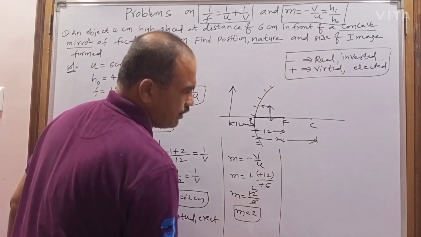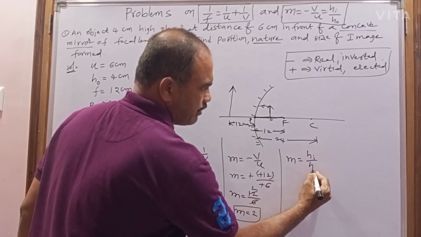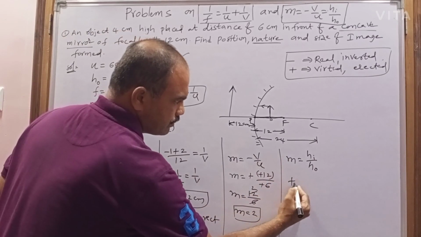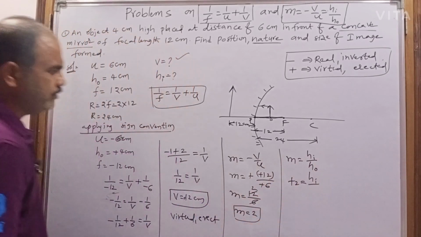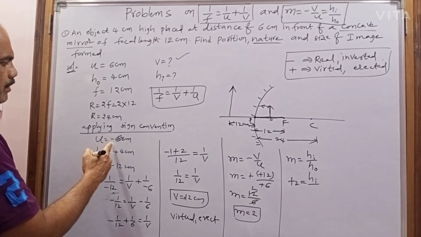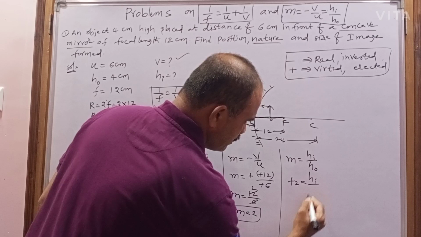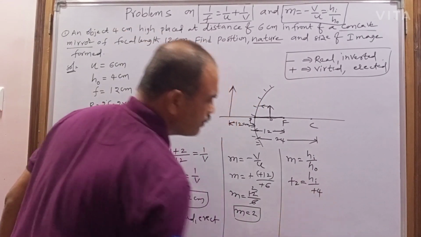So again, to find the size, which formula do you have to use? M equal to height of the image by height of the object. So what magnification did you get? Plus 2 is equal to height of the image, which you have to find. And what is the height of the object? Height of the object is plus 4.